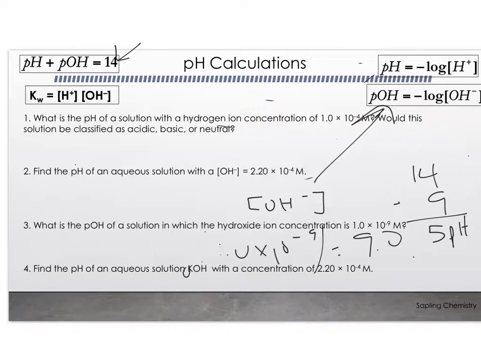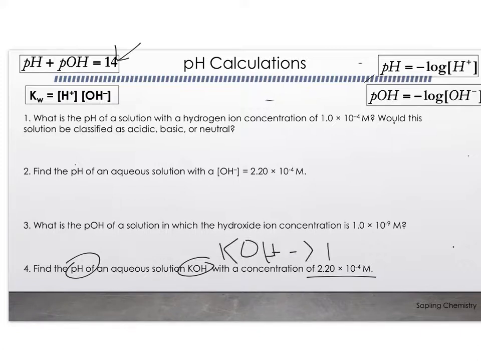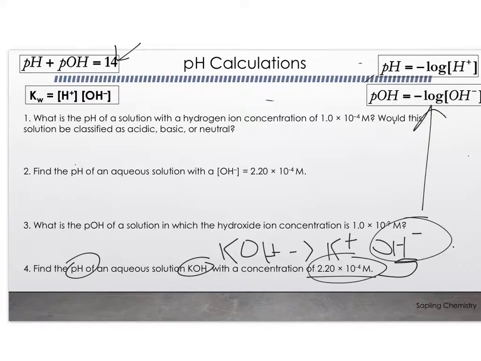And then the last type of question is a little bit different because it gives you the compound that they dissolve in solution. And they're asking you to find the pH of a potassium hydroxide solution with a concentration of 2.20 times 10 to the negative 4. Well, we have to understand that KOH is a strong base. It's going to dissociate completely into K plus and OH minus ions. So this concentration is going to directly relate to the hydroxide ion concentration. That way we can directly plug it into the pOH calculation.